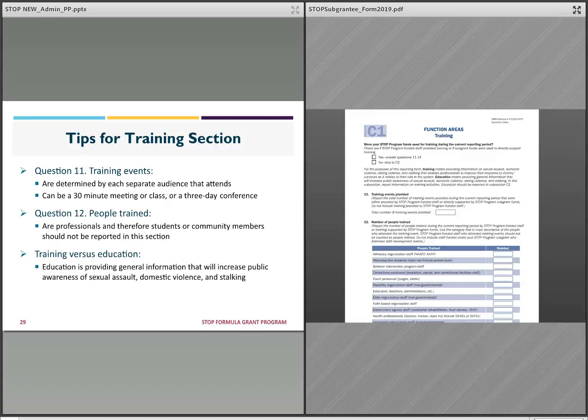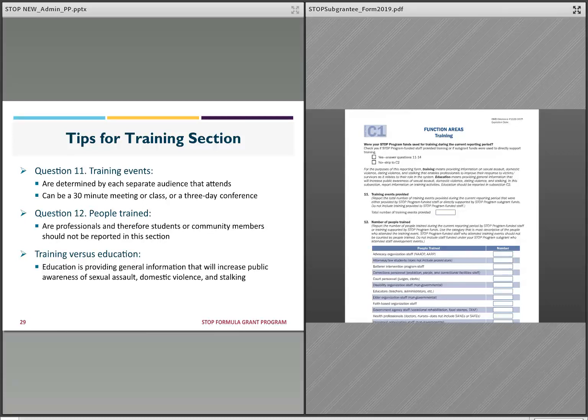For the purposes of the STOP subgrantee progress reporting form, training is considered an activity intended to help professionals or those acting in the role of a professional to improve their response to victims. So, for example, community members should not be reported as people trained because for the purposes of this form, that would actually not be considered training. Only professionals should be reported in the training section.